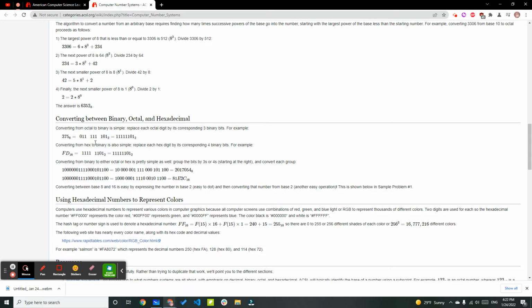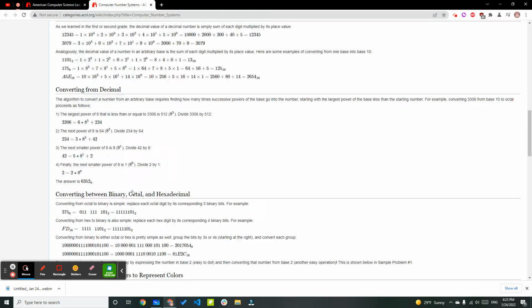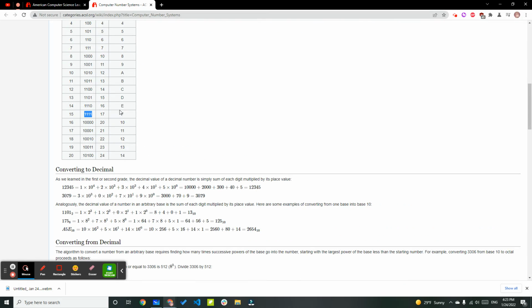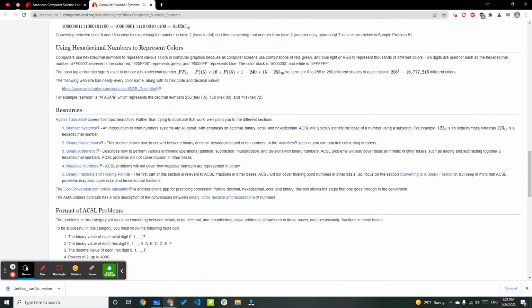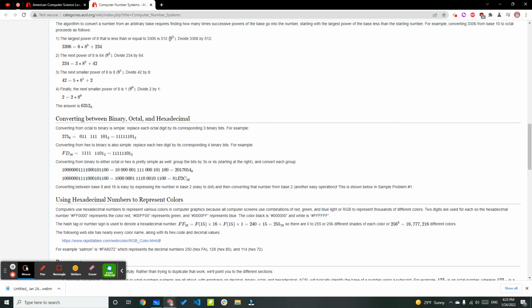So in this example, we have FD in hexadecimal to binary. F is 15, and its corresponding binary is 1111, and D is 1101. Then you just put them together and you'll get the binary.